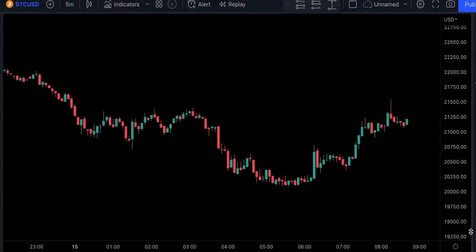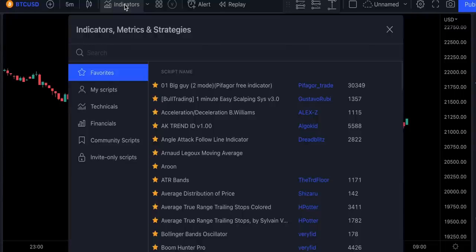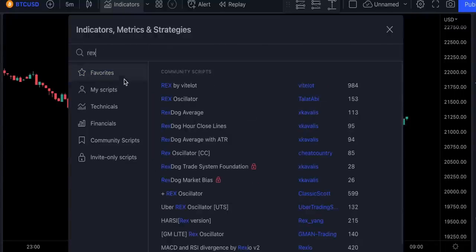Okay, and we finally got to the best exit indicator I have found so far. And this indicator has a really powerful name. It's called REX. So let's go ahead and add it to our chart. We see there are quite a few of them, but I personally like to use this one by Vitaliy.